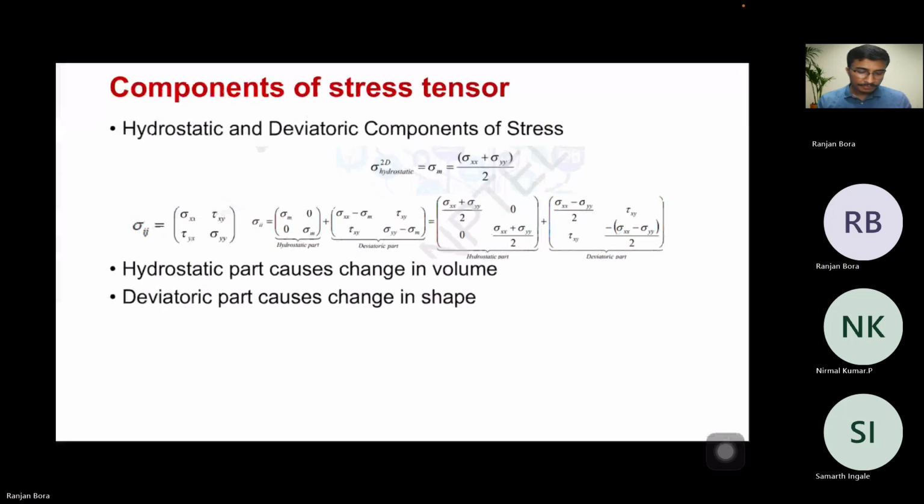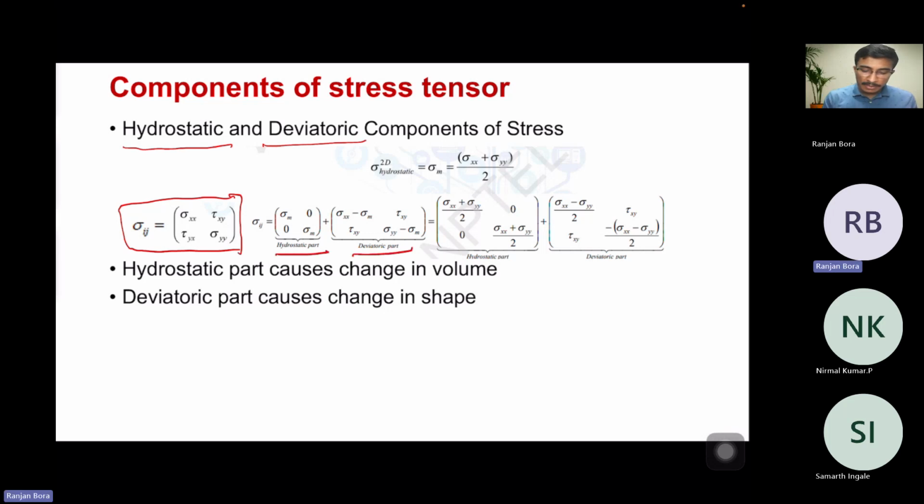Now, components of stress tensor. It has 2 components: one is hydrostatic and one is deviatoric. We can write the state of stress in terms of a hydrostatic part and a deviatoric part. The hydrostatic part causes a change in volume, and the deviatoric part causes a change in shape.